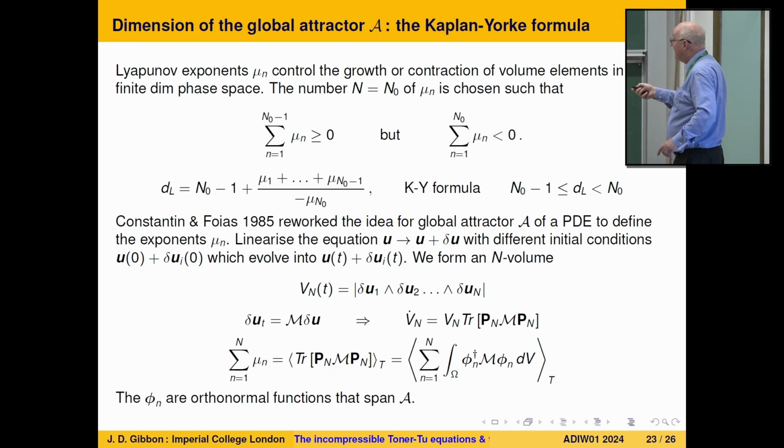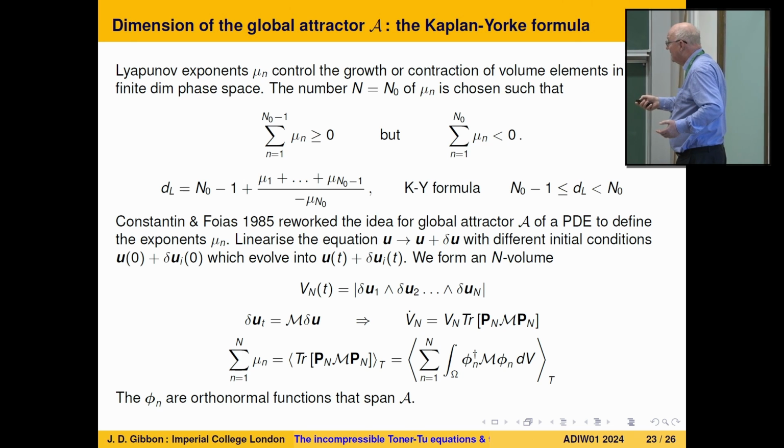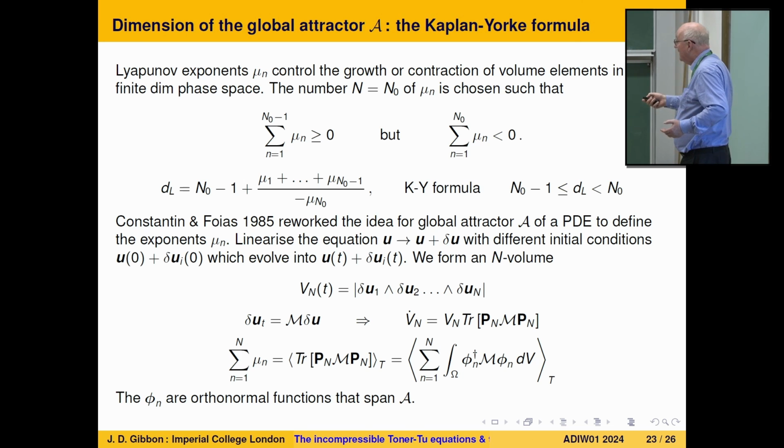Okay. And so what you do is you form a volume, you linearize like this, you take your deltas, you form a volume in that way. These wedges are like vector products. You form a volume, you take your linearized operator from your equation, and from that, you can actually show that this V satisfies this equation. And this trace is essentially a projection.